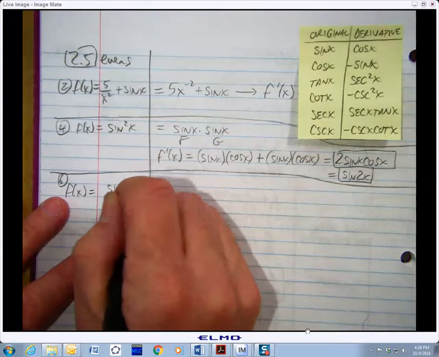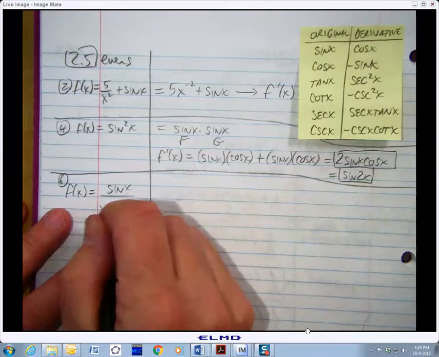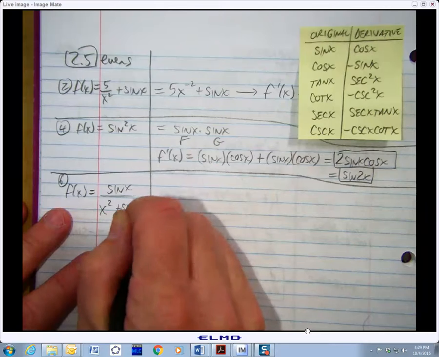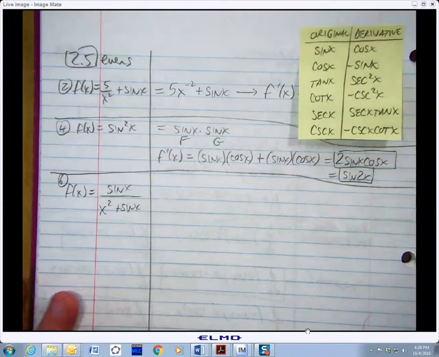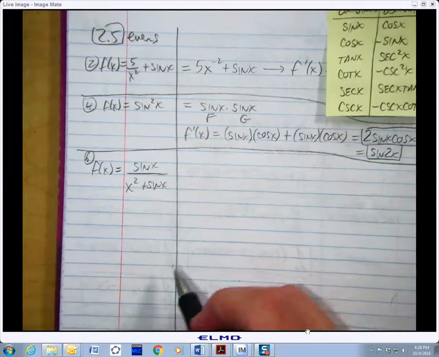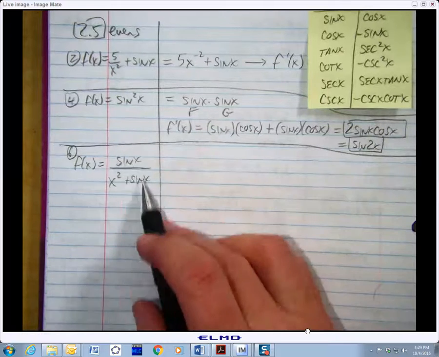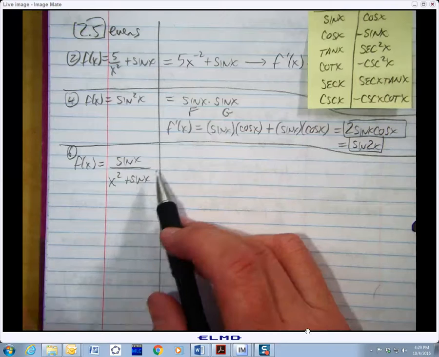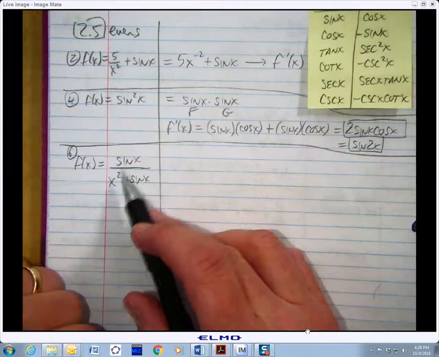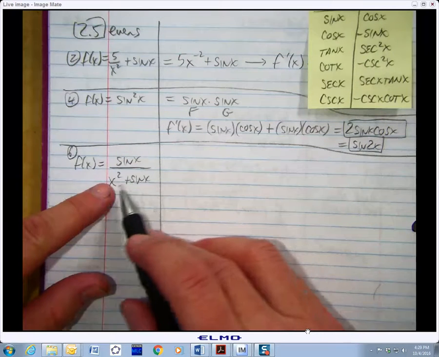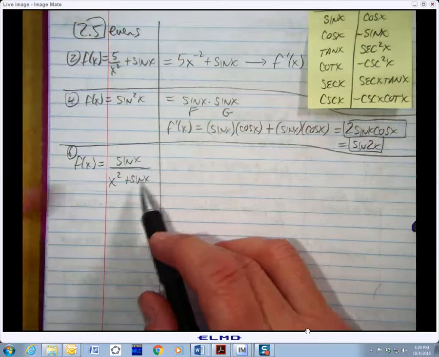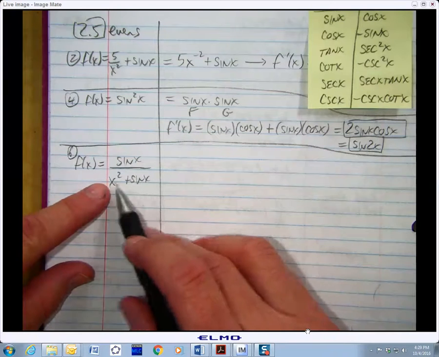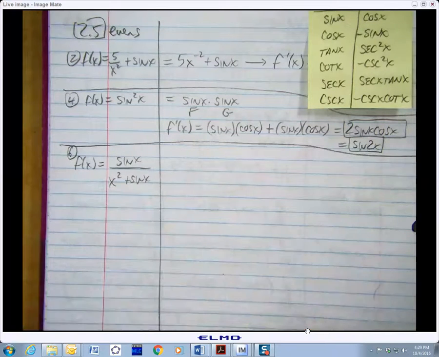Next up, we've got f of x equals sine of x over x squared plus sine of x. Now, there's probably a temptation to do some canceling right here with the sine of x. But we talked about this last time. If the bottom is a monomial, if this were flipped upside down, you could split this into 2 fractions. But here, the bottom is a binomial. It's not even a binomial. It's a two-termed expression. You can't split it into 2 fractions like that.